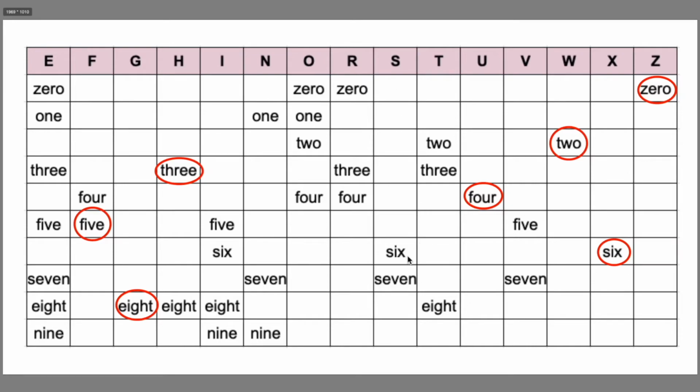S is in both 6 and 7. We know 6 by the number of X, so 7 is the number of S minus the number of X. There are only 1 and 9 left. 1 is the number of O minus 0, minus 2, and minus 4, and 9 is the number of I minus the number of 5, minus the number of 6, and minus the number of 8.